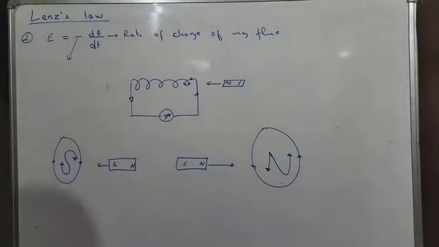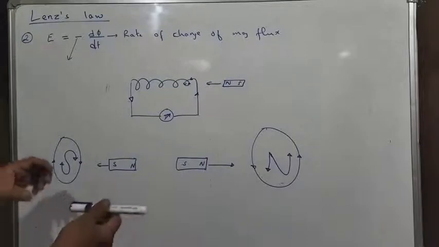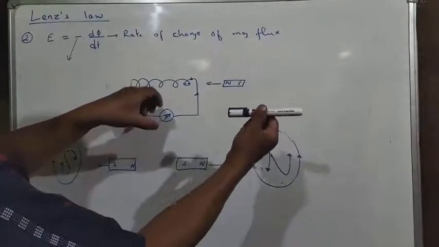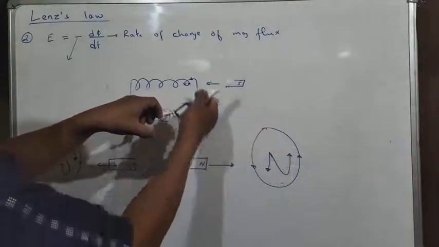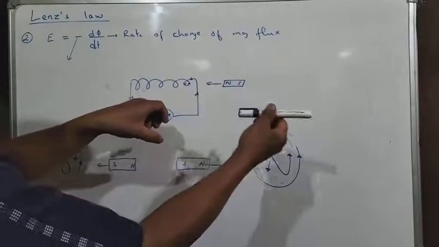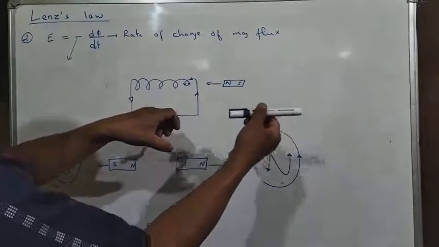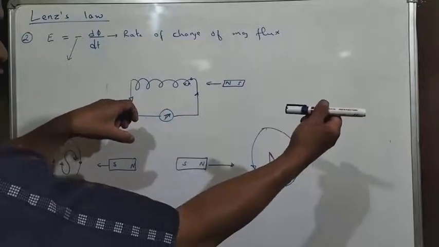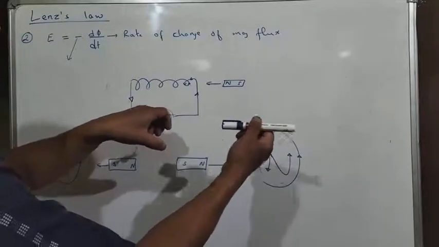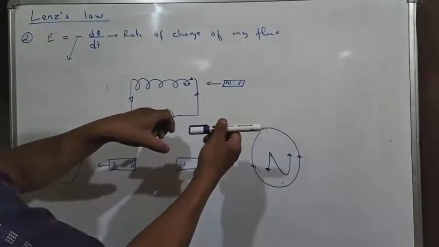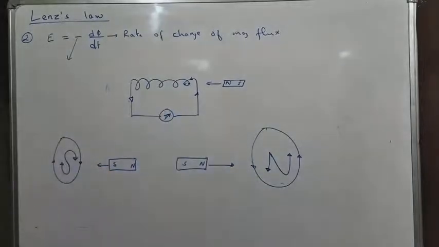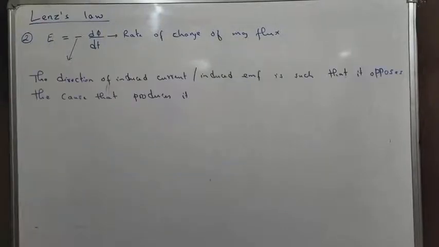Okay, so it means that this current here, which is flowing in the coil, is flowing in such a way so as to oppose the incoming North Pole of the magnet, and that is Lenz's law, and that is why we have the negative sign here. So this Lenz's law states like this.